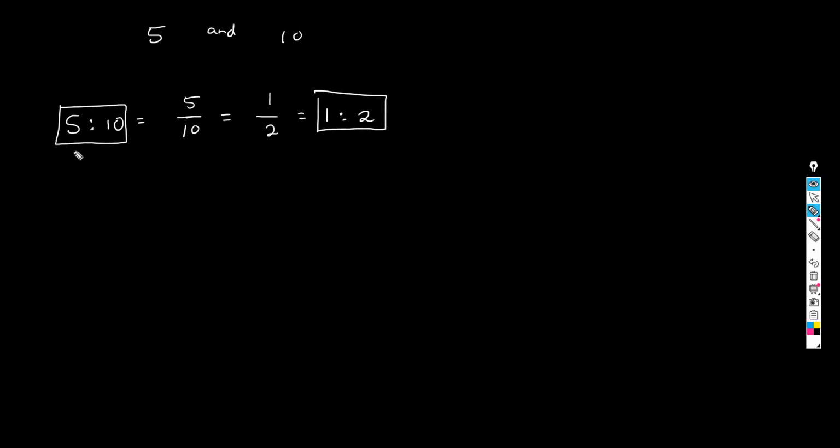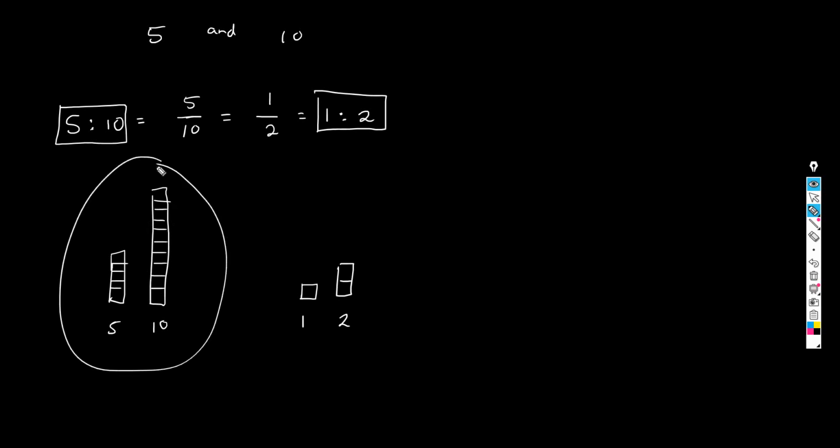Well, let's say you have a column of 5 units, and then you have a column of 10 units: 1, 2, 3, 4, 5, 6, 7, 8, 9, 10. This is 5 units, this is 10 units. And if I make two other columns of 1 unit and 2 units, what that means is that these two representations bear the same resemblance, the same proportion to one another.